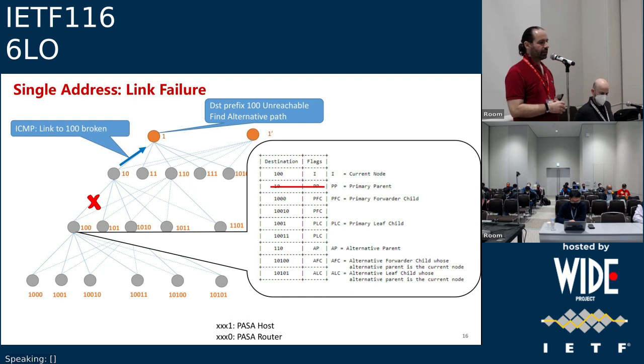So like in the previous case, if we have a link failure, something that we throw away from our table, we now need to signal this to the root. As previously, node 10 sends something upwards saying the link to 100 is broken. What happens is this triggers some calculation on the root. The idea is to try to find an alternative path.